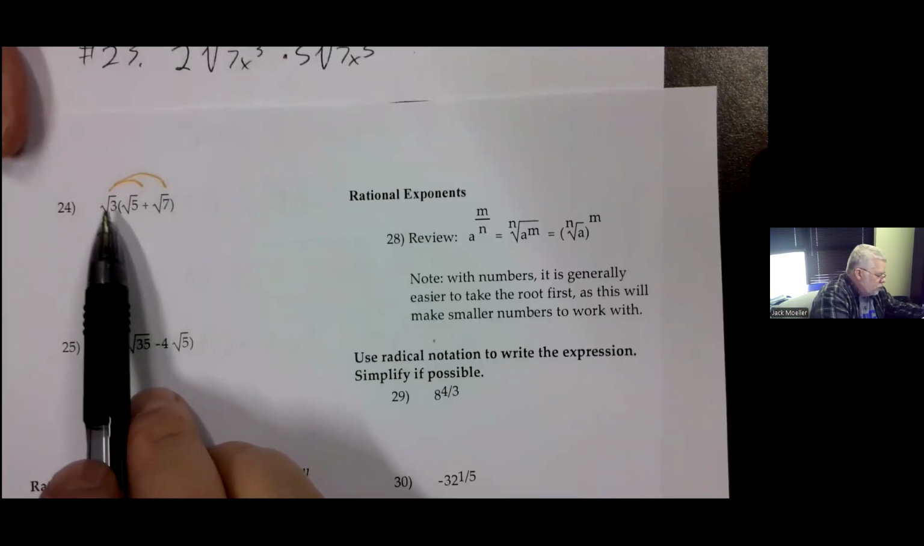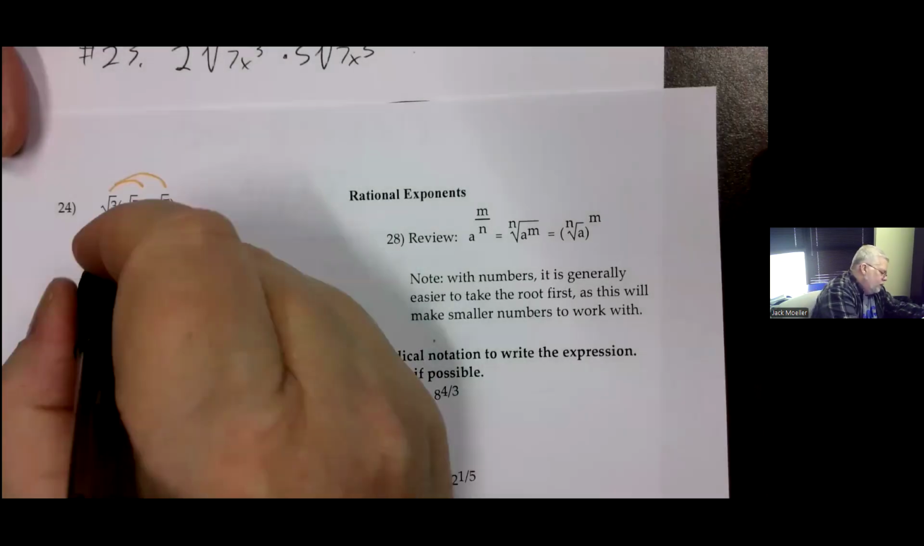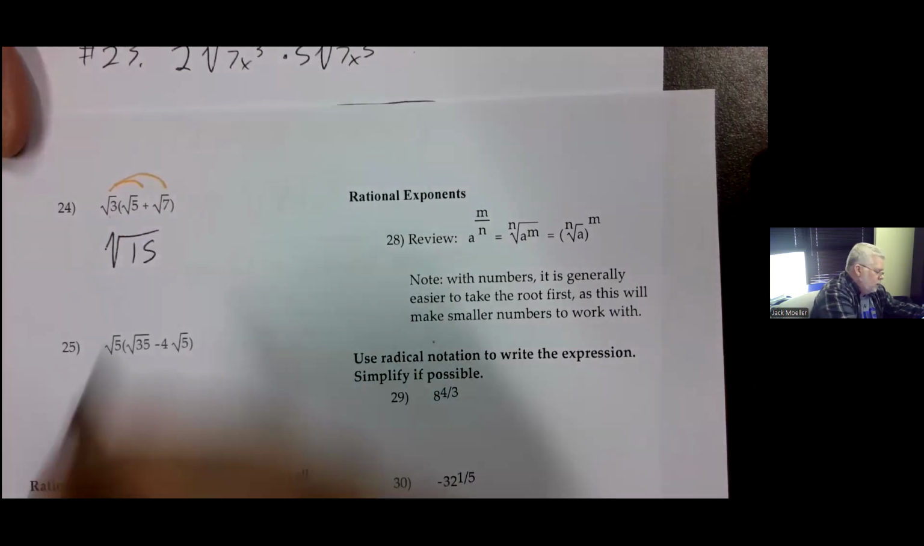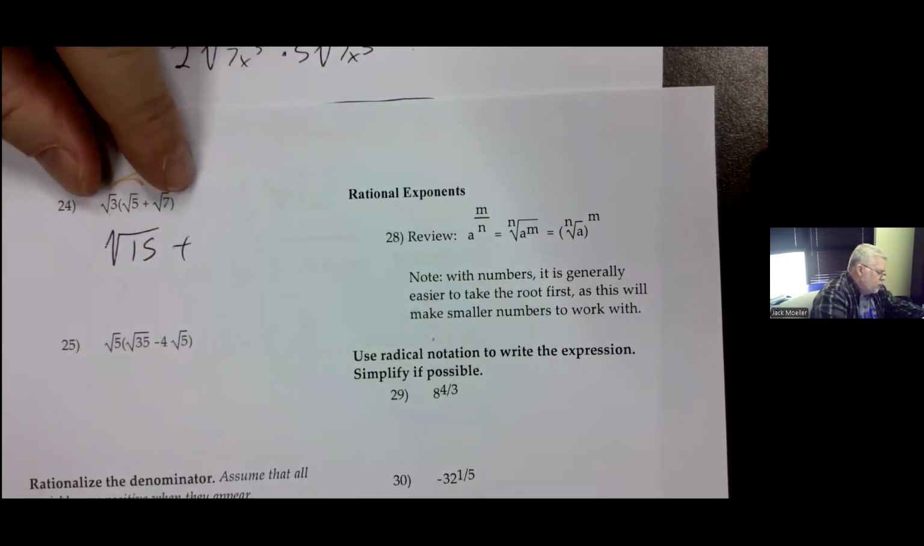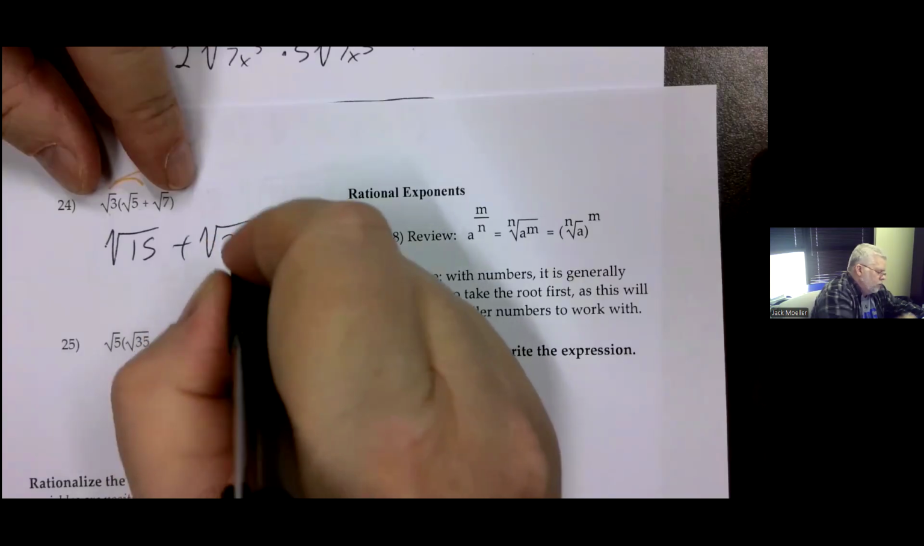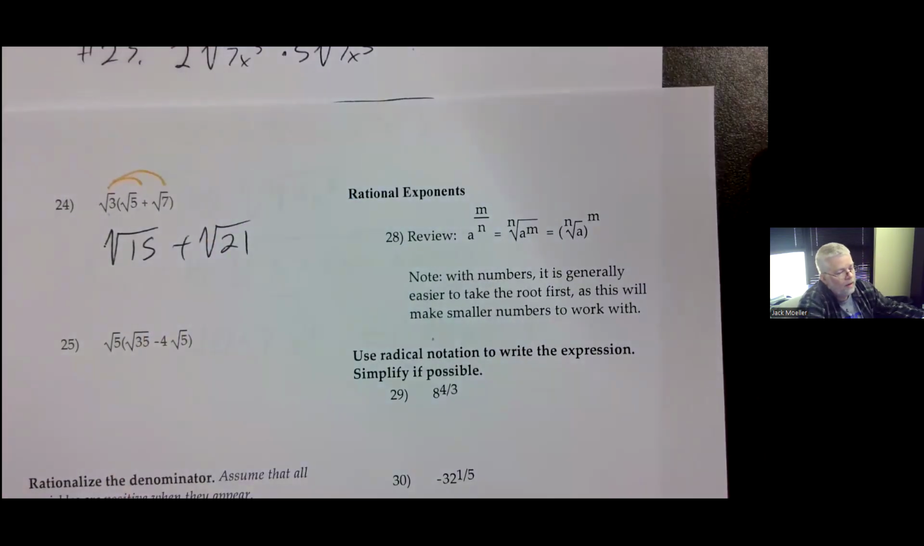So how do we do this? Well, square root of 3 times square root of 5 is square root of 15. And plus square root of 3 times square root of 7 would be square root of 21. Now, does that simplify? Always check to see if it can simplify.